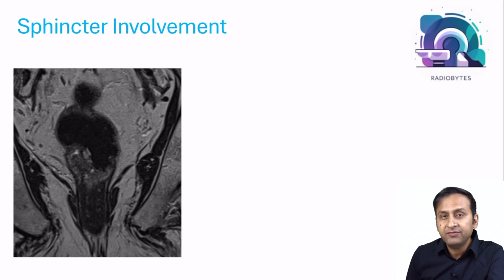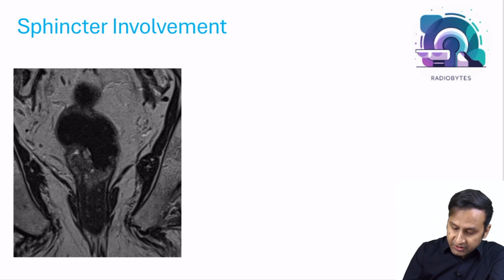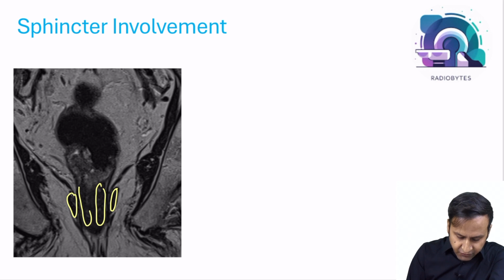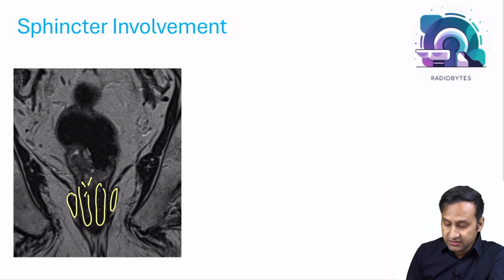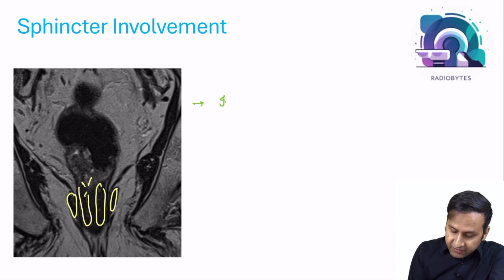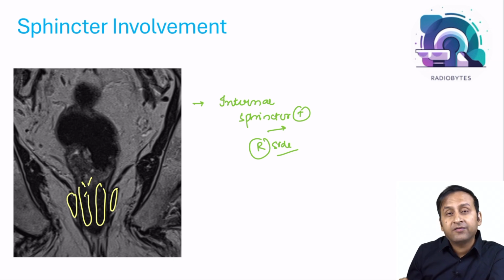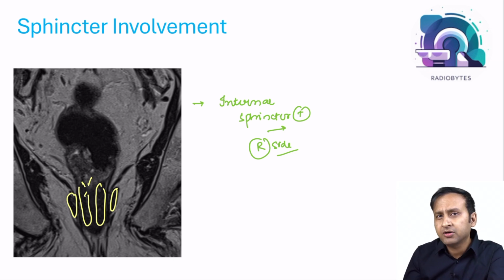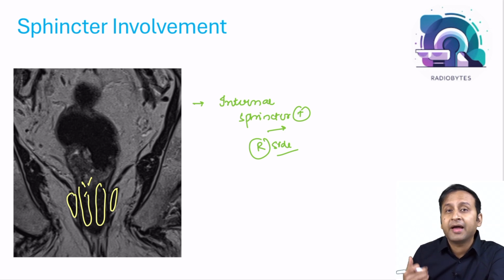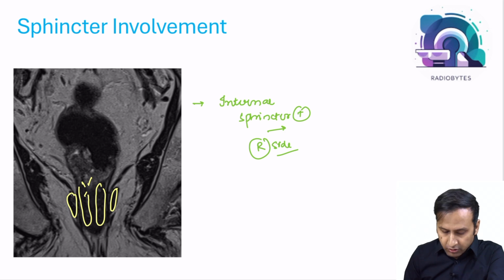Next important thing is sphincter involvement, which we can see only on a coronal image. In this coronal image, I hope everybody is able to see that this is the external sphincter, which is basically the skeletal muscle, and this is the internal sphincter, which is the smooth muscle. If you see carefully, there is a bit of soft tissue which is extending along the internal sphincter on the right side. So in this case, we can safely say that there is involvement of the internal sphincter, predominantly on the right side. This is important because this has to be told to the surgeon. Once he knows whether there is sphincter involvement, this can have important repercussions based upon the type of surgery that he's going to perform and also whether there is a risk of incontinence or not.